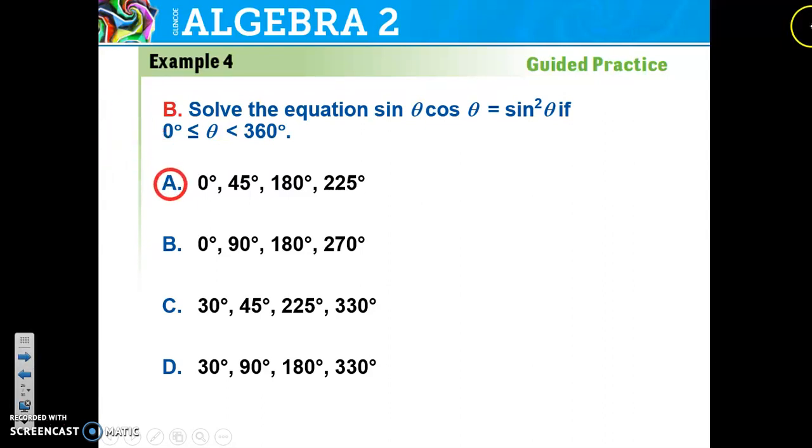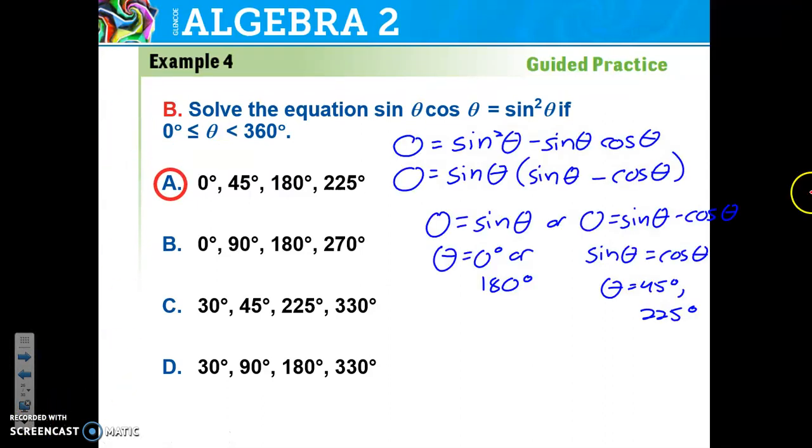Okay, your answer here is A. And here's the work for this one. I notice I get everything equal to 0. Then I factored out a sine. So I get sine of theta equals 0, which in this interval would be at 0 degrees or 180 degrees. And then I get 0 equals sine of theta minus cosine of theta, which means that sine of theta has to equal cosine of theta.